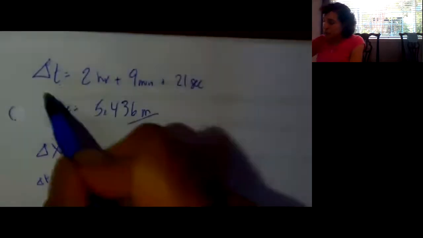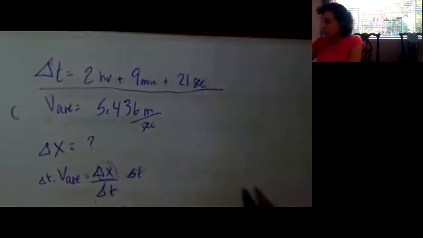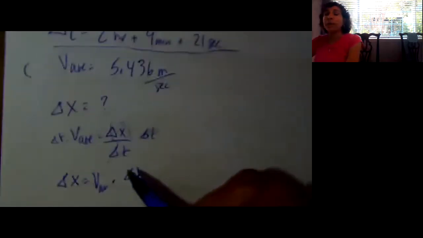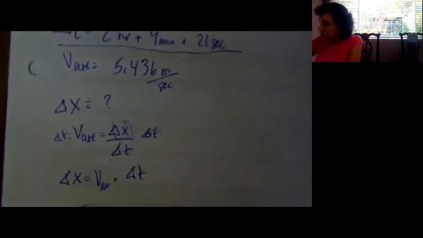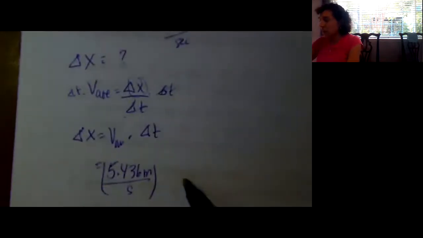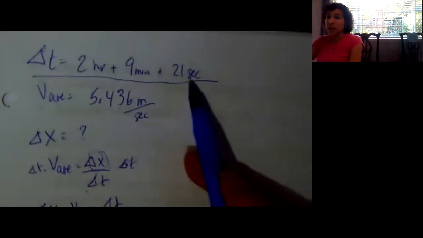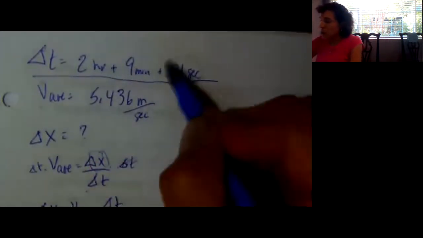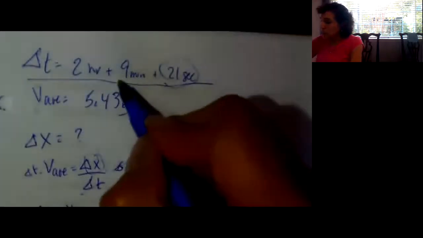So now I need to make sure all this delta t will help me so things cancel out. I'm going to go ahead and write down here 5.436 meters per second. All right, so I need to get the seconds to cancel out. So we're going to have to convert all this business up here to seconds. This one part is already in seconds. Let's do the 9 minutes one. Let's convert that to seconds.